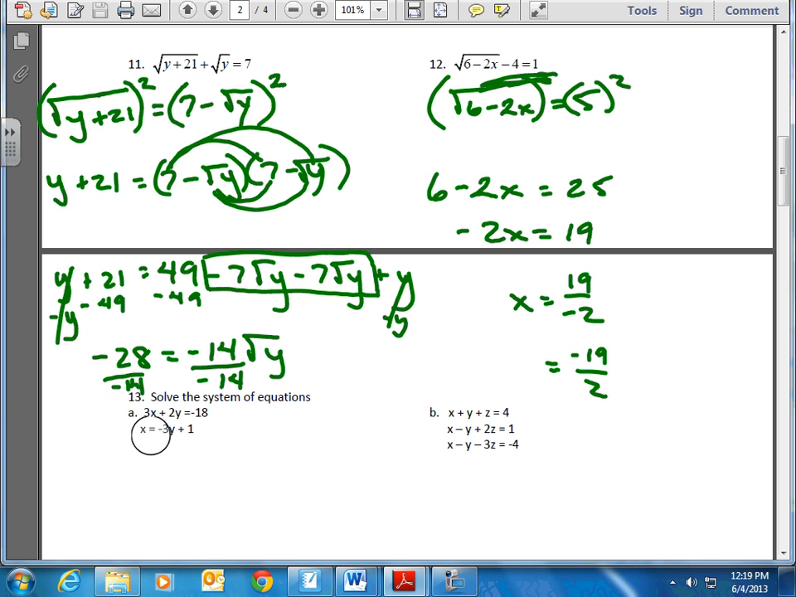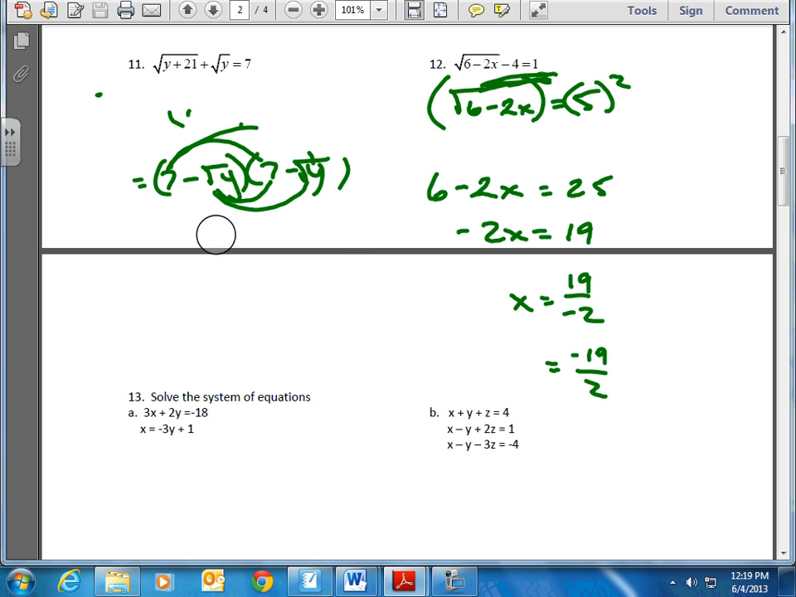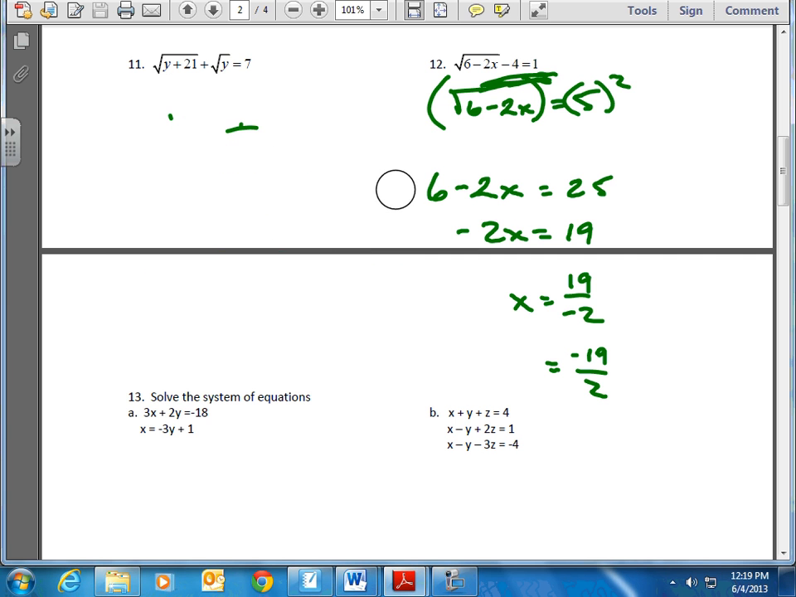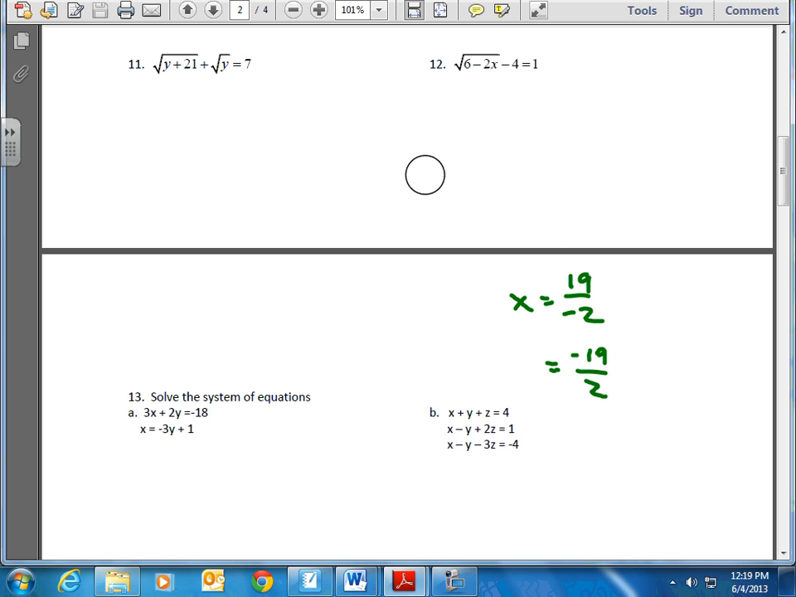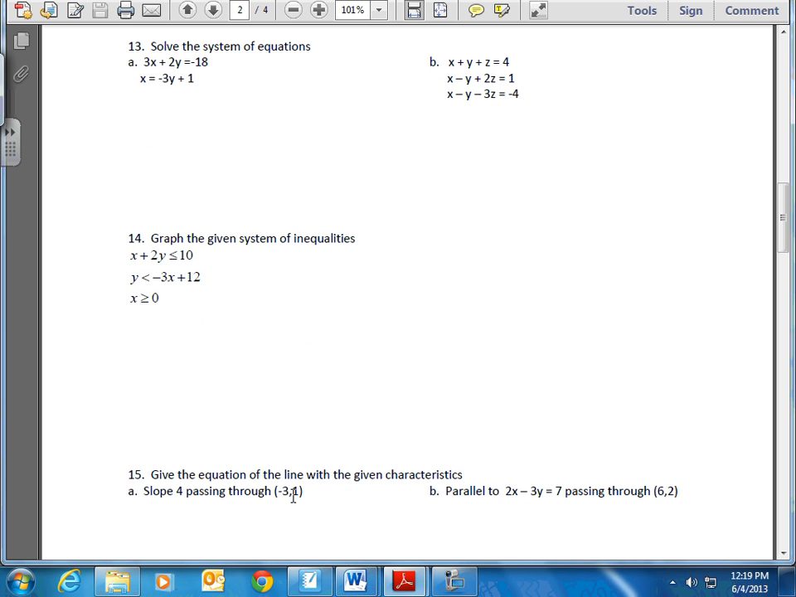Question 13. Give me a second to erase this mess. Question 13. Systems of equations. Question A, I just have two variables, so I have two equations. Question B, I have three variables, so I have to have three equations.